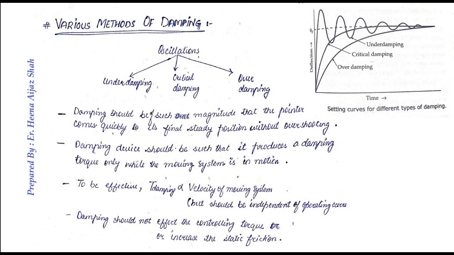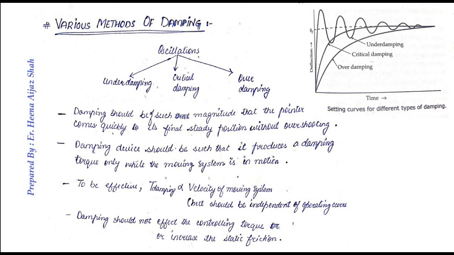So first of all, we will understand what are the different types of oscillations that may occur in an instrument. After that, we will understand how we can overcome those oscillations. Now, oscillations can be categorized into three categories: underdamping, critical damping and overdamping. This is also explained using the graph.